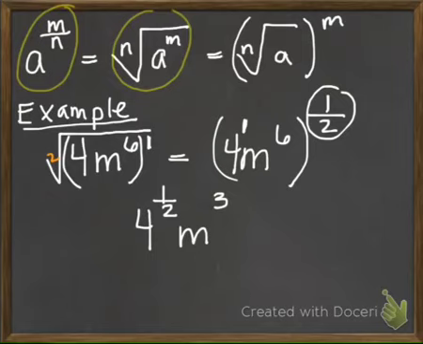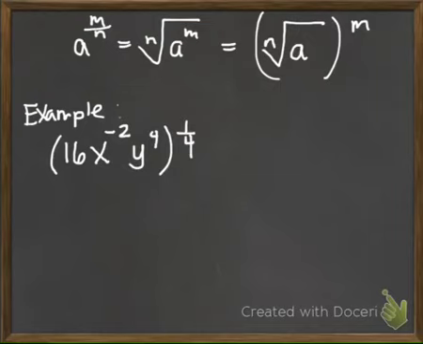That's almost simplified, but not quite. 4 to the 1/2 power, you can put that in your calculator. That's the same thing as saying the square root of 4. And we all know the square root of 4 is 2. So we can rewrite this as 2m to the 3rd. So that would be our final answer for that one.